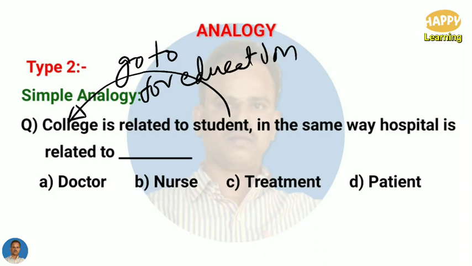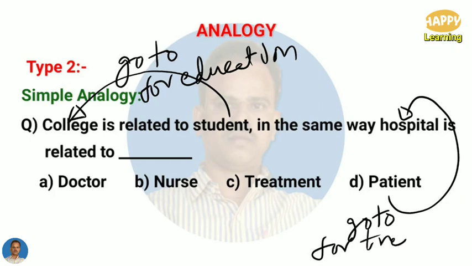And hospital is the place where someone goes for some purpose. So a patient goes to the hospital for treatment. Doctors and nurses also go to the hospital, but they go to provide a service, not to get service. So here patients get service in the hospital, students get service in the college. Okay, right. Next question.